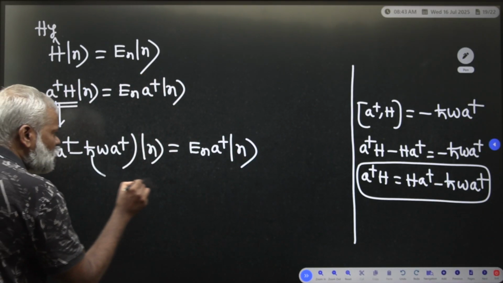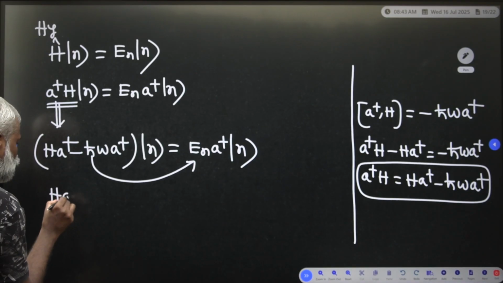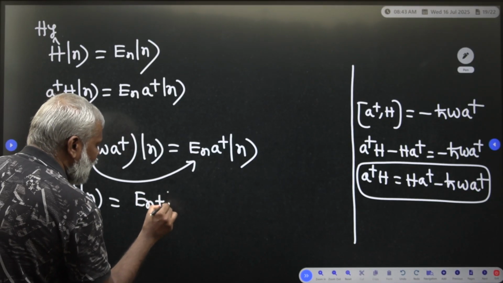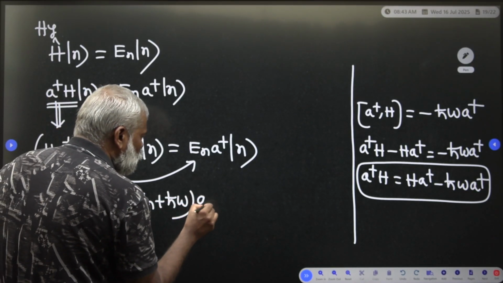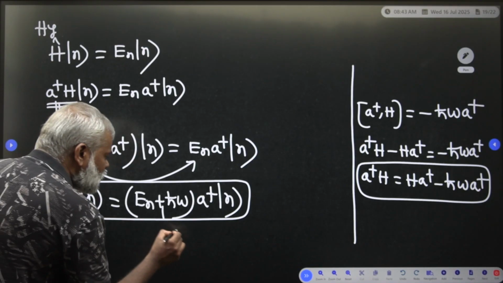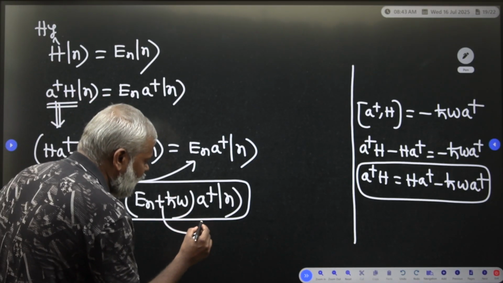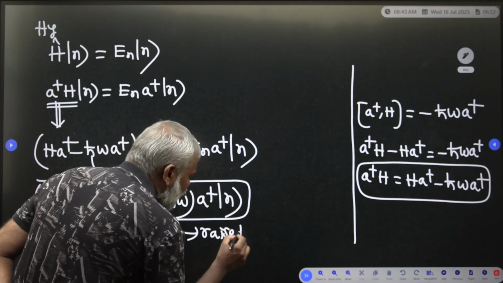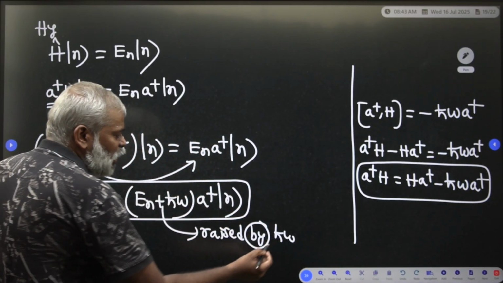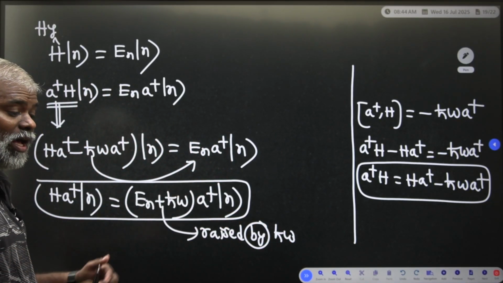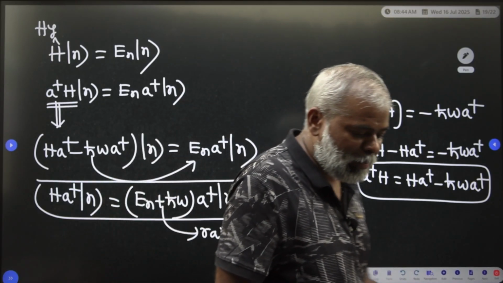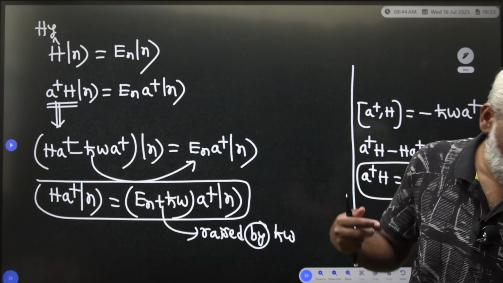Now this one you have to bring to this side: H a dagger ket n is equal to En plus ħω times a dagger ket n. From this we write that the state is raised by one level, clear. So it is raised by ħω. If you operate the raising operator, it raises the energy by ħω. If you operate the lowering operator, it lowers the energy by ħω, clear.